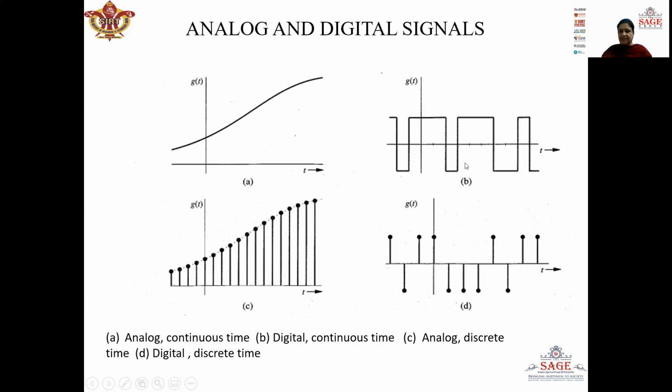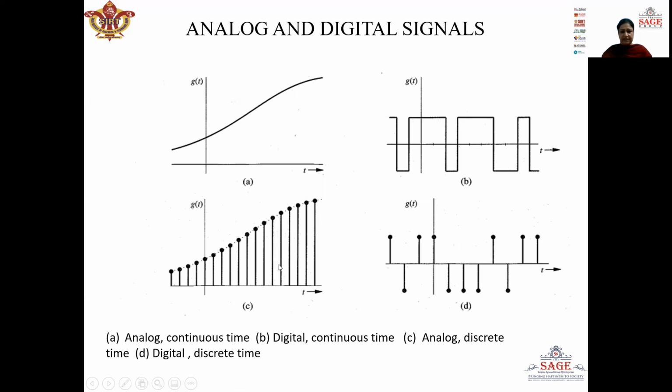Now, the second signal is a digital as well as continuous time signal. It is a continuous time signal because it is continuous in nature. It is defined at each and every instant of time. But it is digital because on the amplitude level, it can take only two levels, positive and negative level.